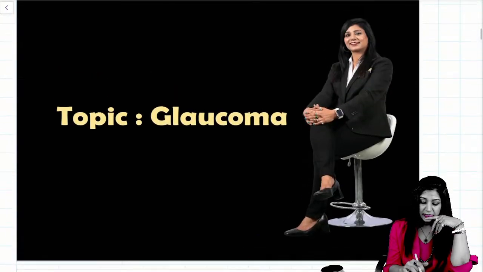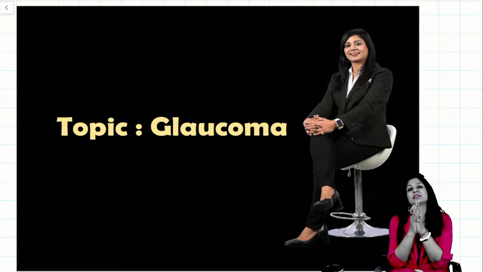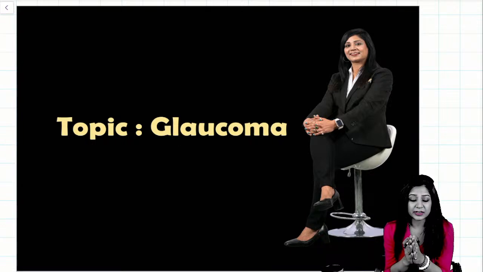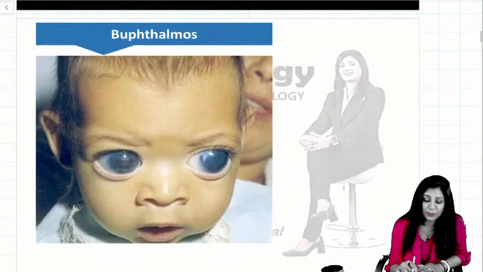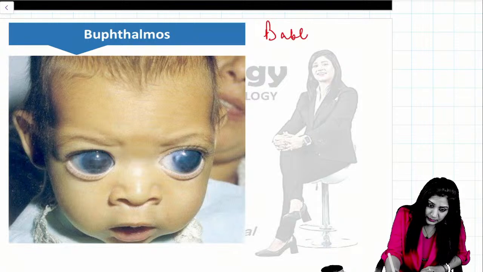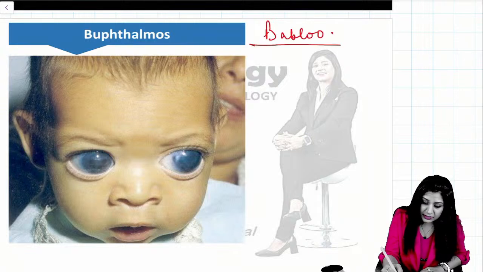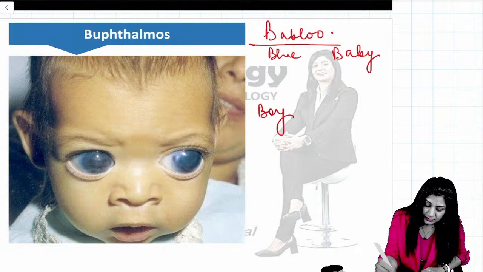Then coming to the topic of glaucoma. So, important things about the lens we have done. Now we are coming towards glaucoma. Let's see what are the important things in glaucoma. You can never forget your Bablu here. So, this is actually the Bablu, where we are having the blue baby boy Bablu. Blue is the sclera here.